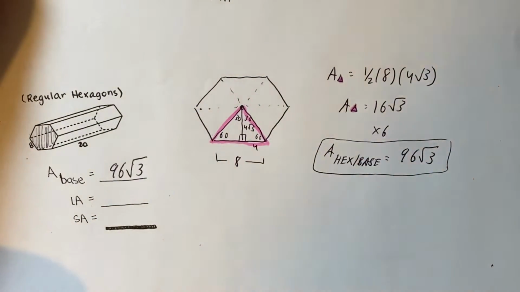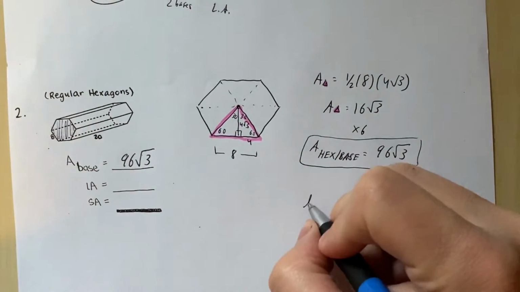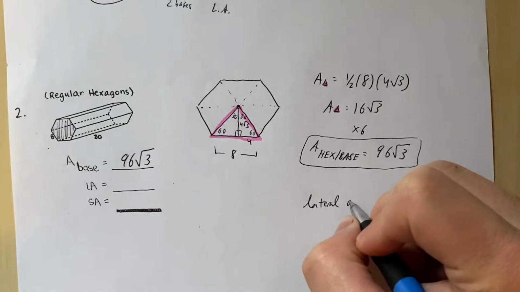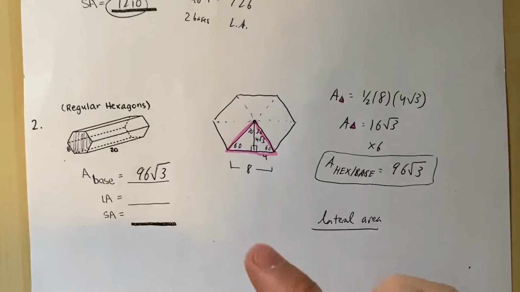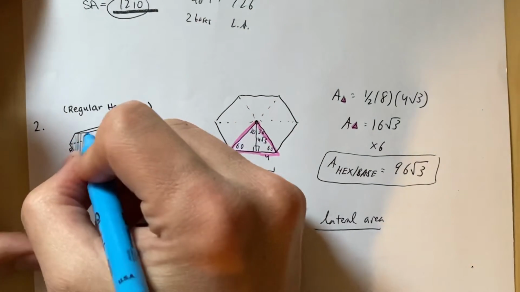Okay, beautiful. Oh, this is super nice. The lateral area is super easy here, because if you look at the lateral area, it's just a bunch of rectangles. So I'll do it in blue here.